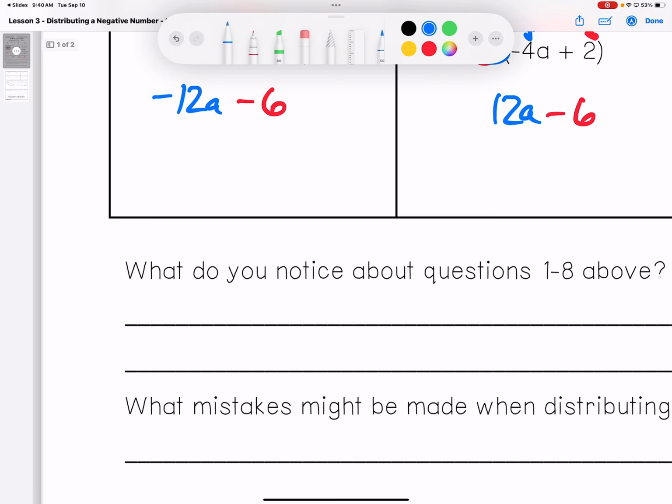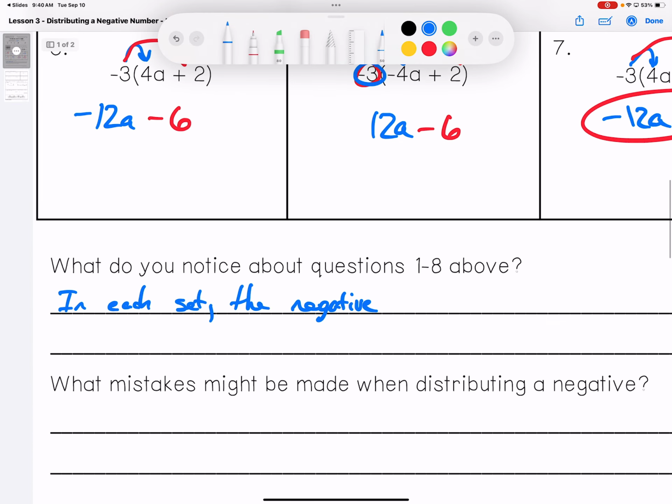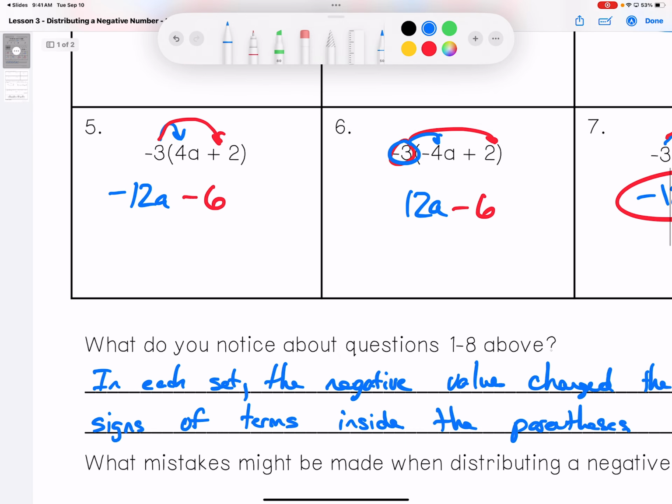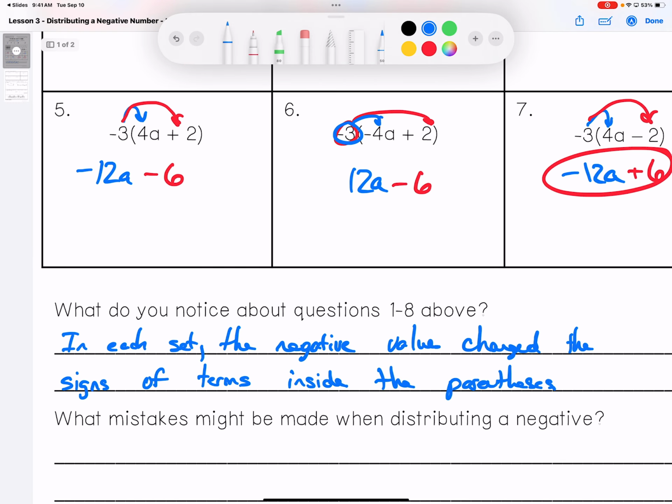And then here's what I want you to notice, that in each set, the negative value changed the signs of the terms inside the parentheses. So if you go back and look, I'll let you copy that. Hang on, I'll stop for just a second.